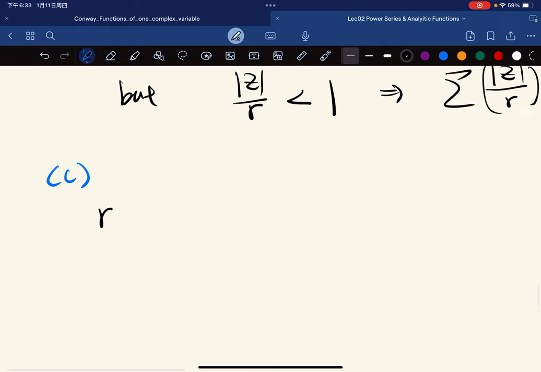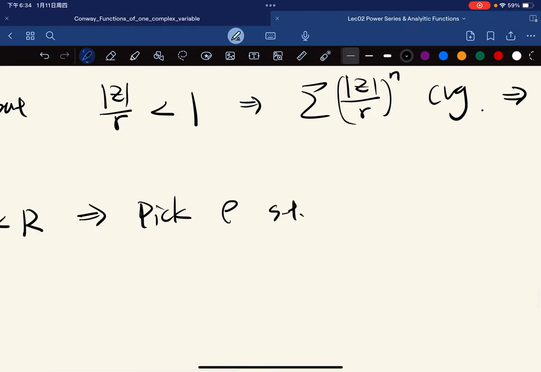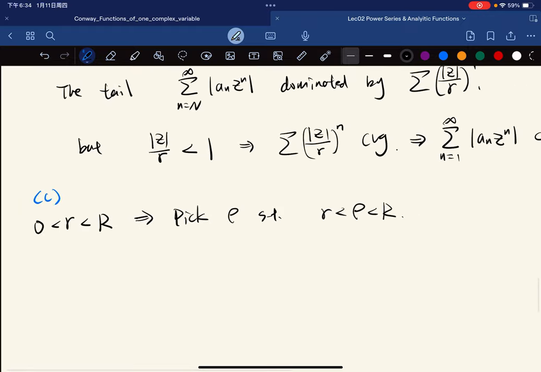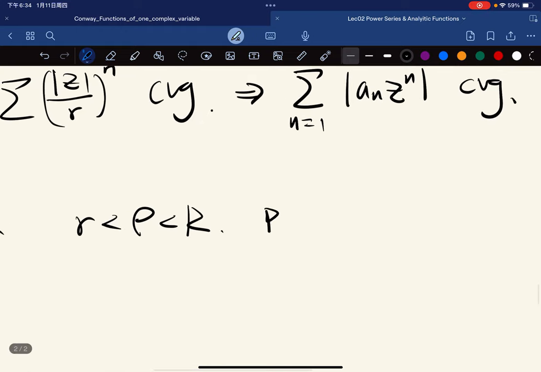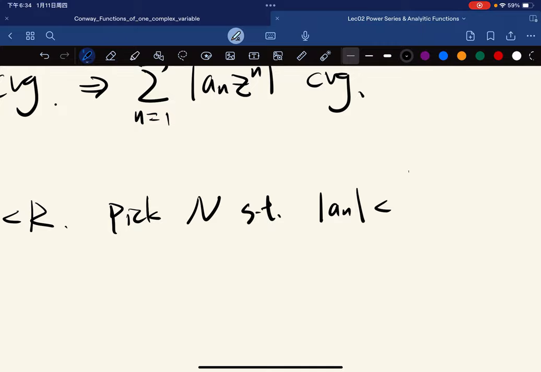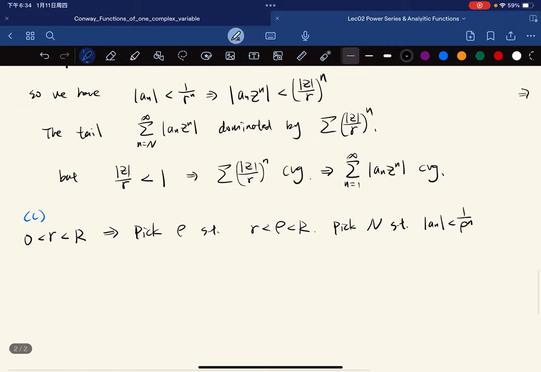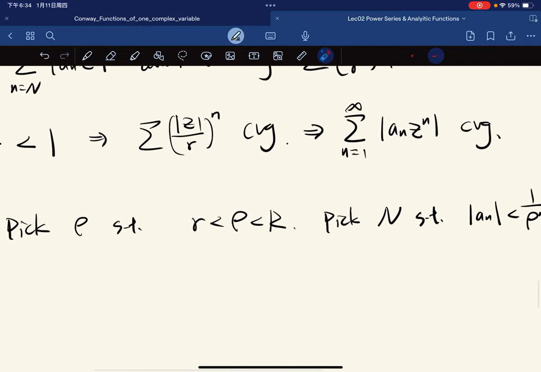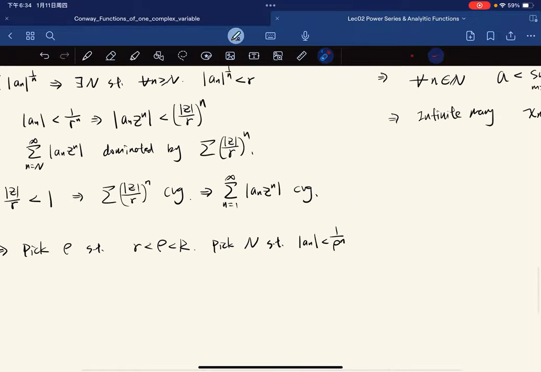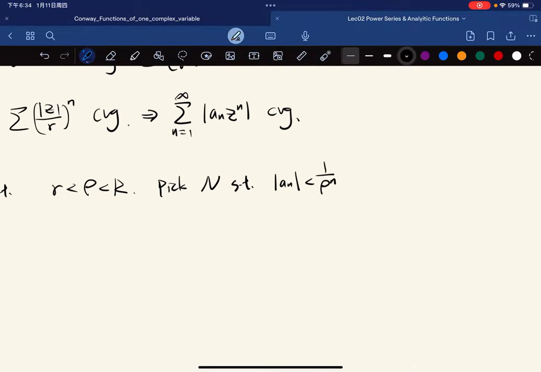Now, we have r is less than R. Again, we can do the same trick: pick rho such that rho lies between the small r and the big R. And then we can pick big N such that |a_n| is less than 1 over rho^n. Why can we do this? Because this is greater than 1 over R, such that it's strictly less than this for any n greater than N.